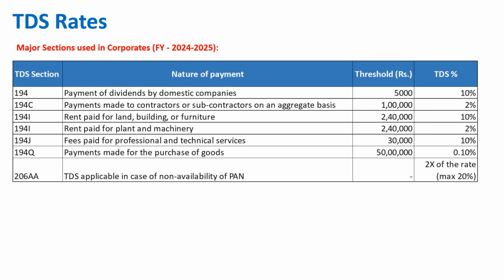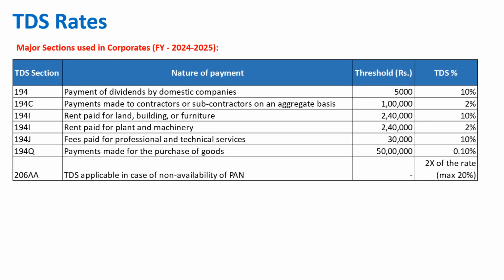TDS rates. That means at what rate you need to deduct the TDS amount from the invoice value. So what I have done is I am covering major sections which are used by the corporates, and these percentages are only for financial year 24-25. In the current year budget, there are certain changes, so you can find out that later. But what I am going to cover here is what is applicable for the year 24-25. So the major sections are like 194, 194C, 194I, 194J, 194Q, and 206AA.